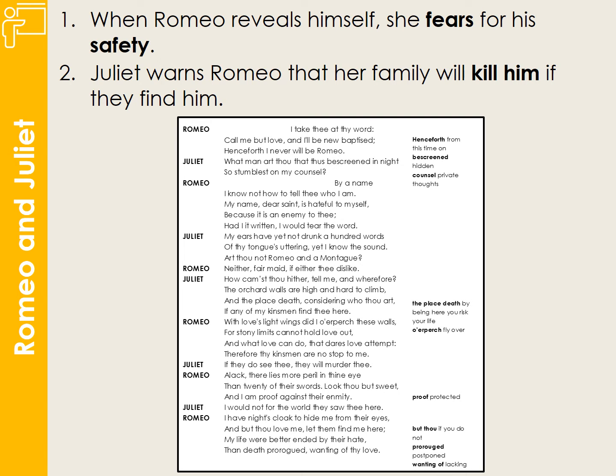And then the second chunk is Juliet warning Romeo that her family will kill him if they find him. So now I'm going to read this to you. And as I said before, the font is a bit small. So hopefully you have your extract with you and you have me reading this on the screen. So between those two things, hopefully you can see at least one of them clearly, okay?